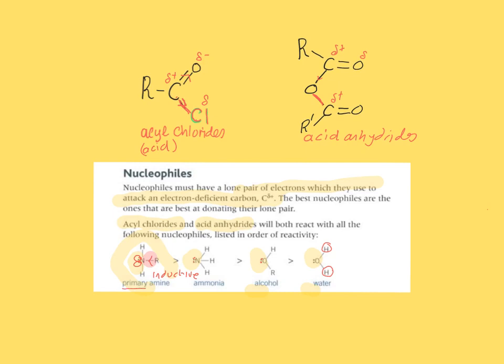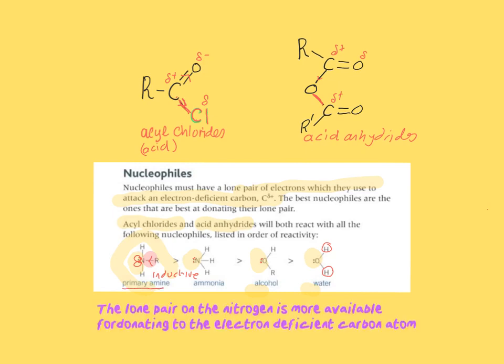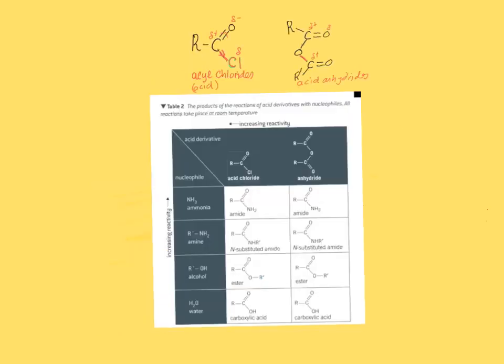So primary amines are the best nucleophiles because the lone pair on the nitrogen atom is more available for donating to the electron deficient carbon atom on either the acyl chloride or the acid anhydride. Make sure you get the word atom in there. It therefore follows that acid chlorides are much more reactive than acid anhydrides. In fact, they react really vigorously because the carbon-chlorine bond is much weaker.